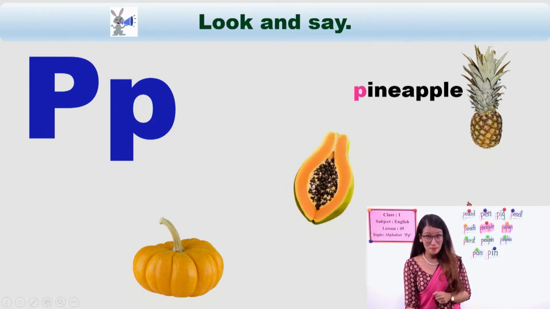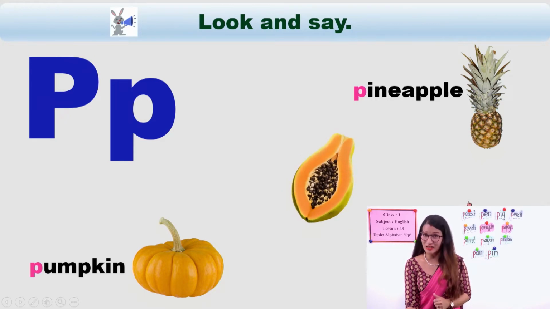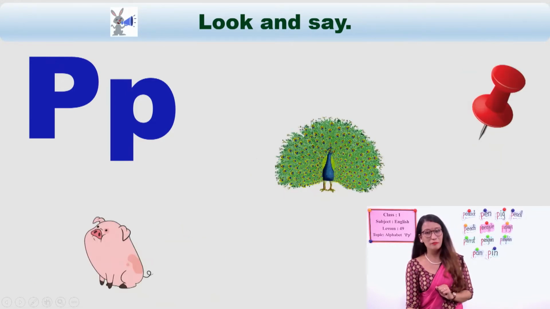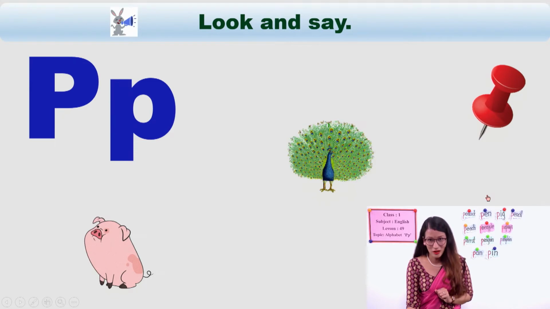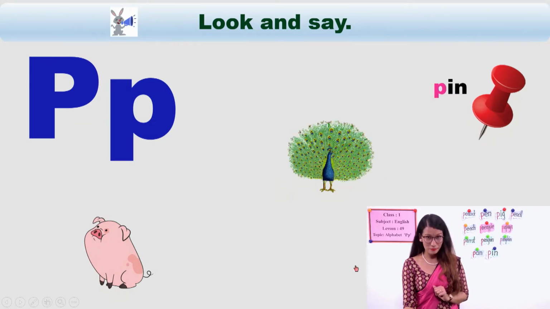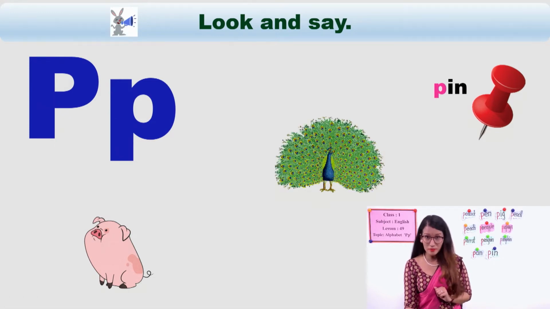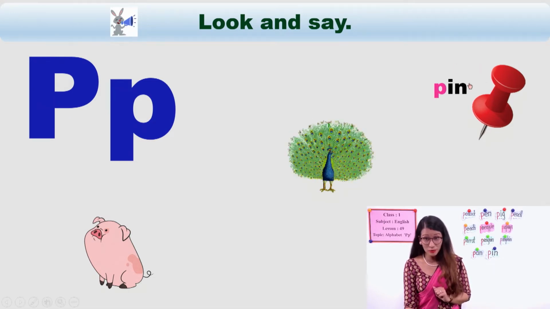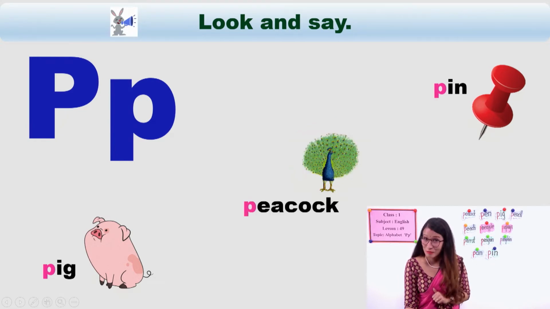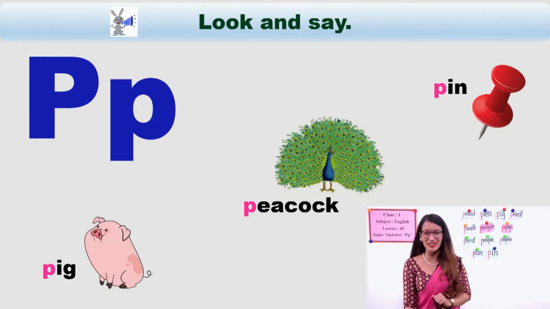Pineapple, very good. And pumpkin, very good. And read the word. Papaya, excellent. One more time, okay? What is this? And this? Good. Now check your answers, okay? Did you say it correct? One more time say the word. Pin. Very good. And pig. Exactly. And peacock. Yes. Very good.